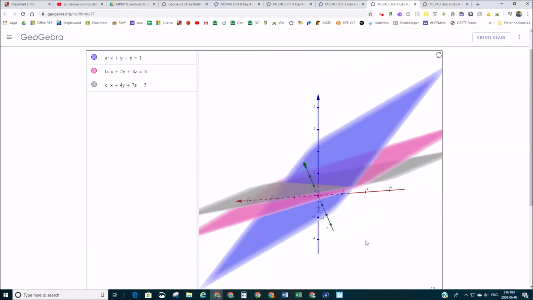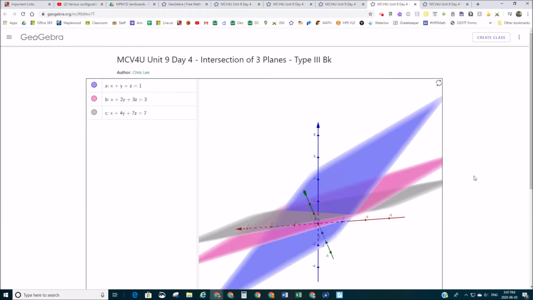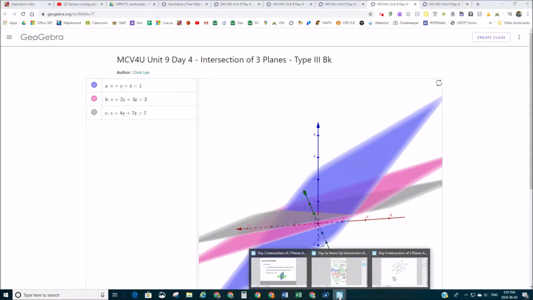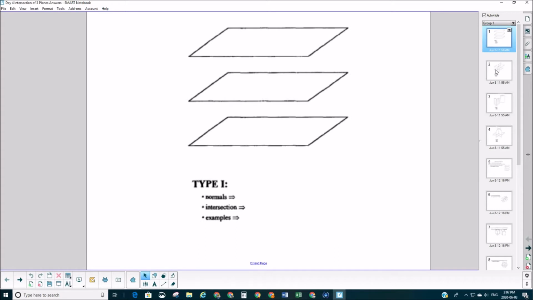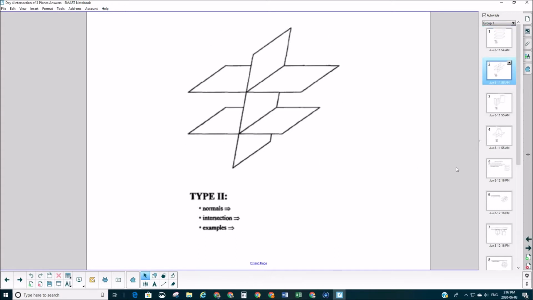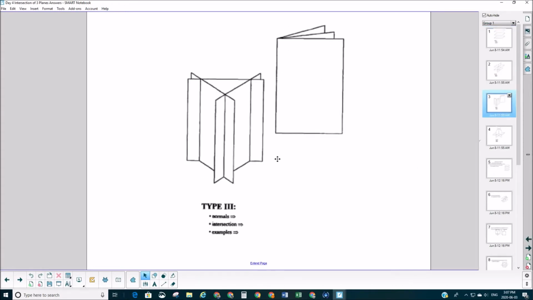So why are they both type 3 even though they look very different? The first type 3 has no common intersection, and the second type 3 has an intersection at a line. So that's where I'm going to go back to our pictures here. There's type 1, no intersection. Type 2, no common intersection. Type 3 are these two.